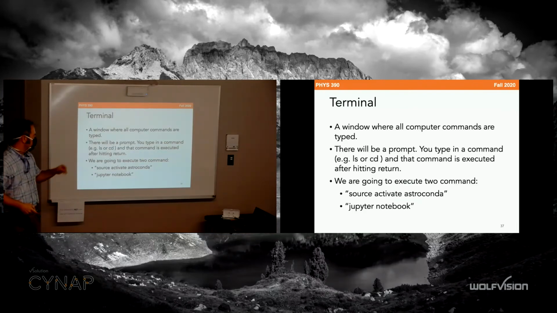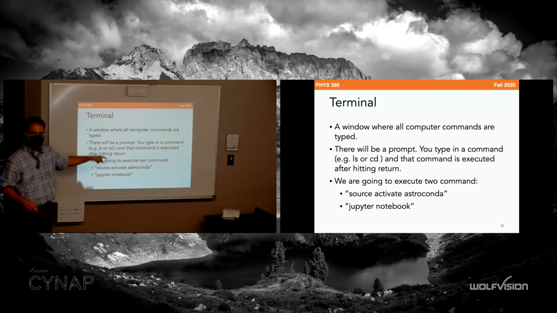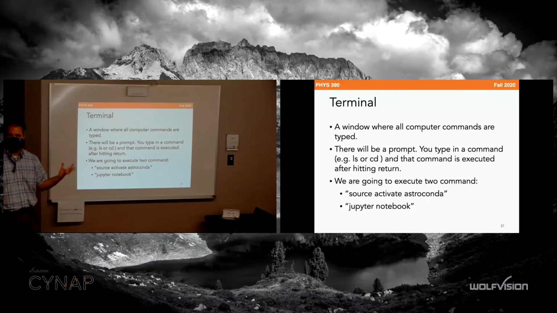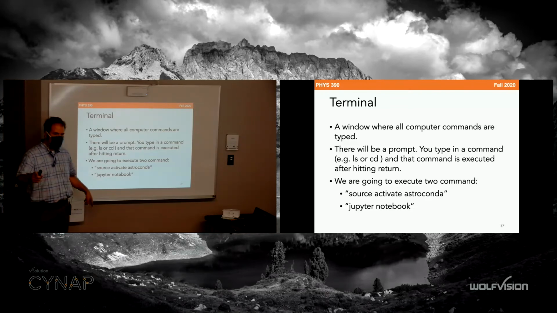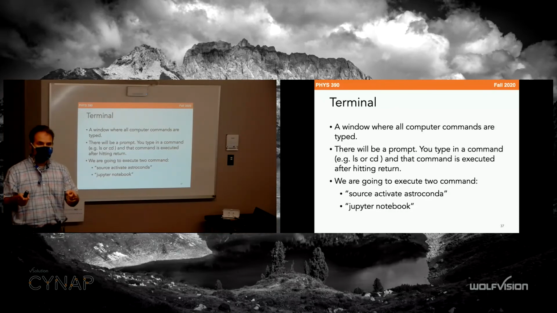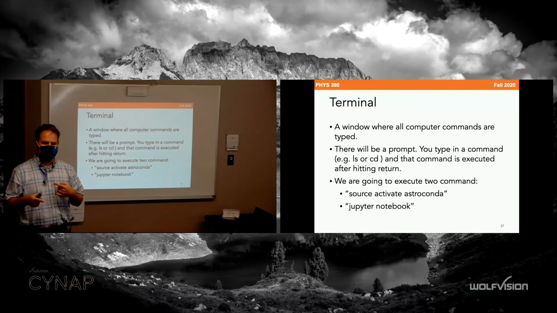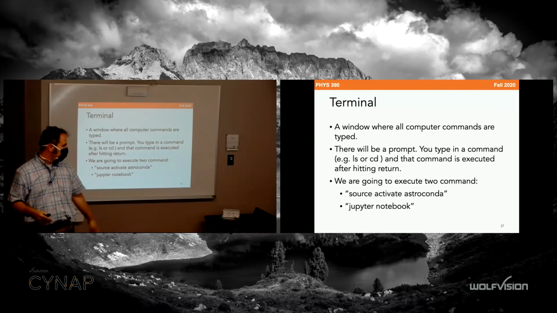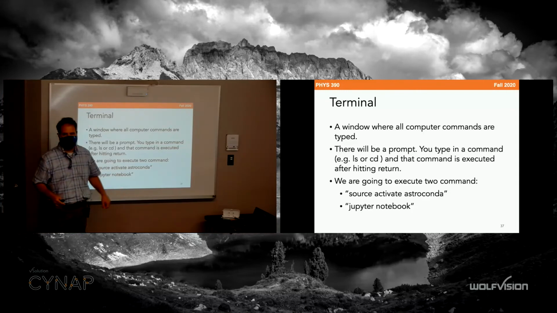So the window where all the computer commands are typed, there will be a prompt. You type in a command, ls or cd. ls means what's in this directory that I'm in. cd means change directory. And that command is executed after hitting return. We're going to execute two commands. On these, you need to do source activate astroconda. On your own machine, as soon as you start installing conda or astroconda, you need to now say conda activate astroconda. Astroconda is called the environment.